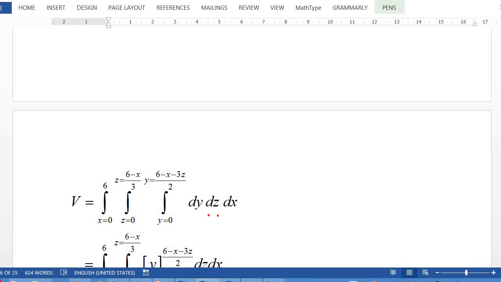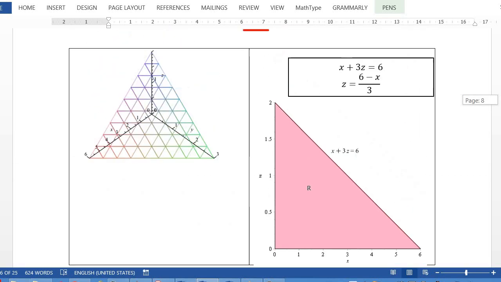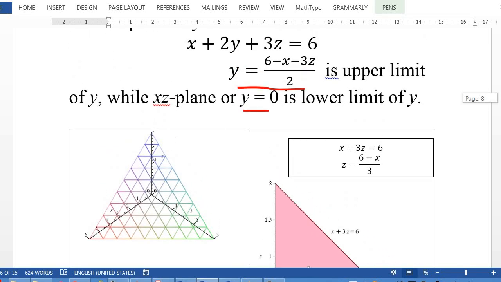And again, the region R, I will solve it using the vertical bar. I prefer the vertical bar. How do I get the equation x plus 3z equal to 6? Similarly, if we integrate with respect to y first, the projection is on the xz plane, where y equal to 0. When you make it 0, that's why you have x plus 3z equal to 6.